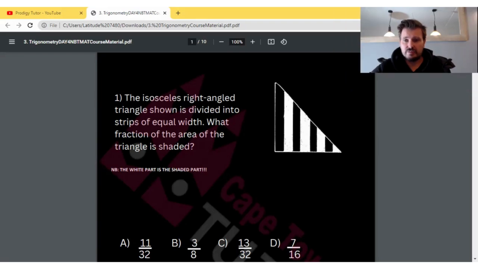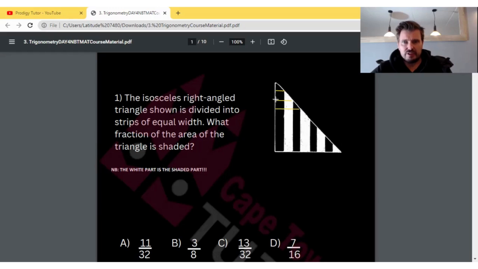Let's do some questions. All right, so the first question says the isosceles right angle triangle shown is divided into strips of equal width. What is the fraction of the triangle shaded? The easiest way to do this is to just do it visually, to break this up into little triangles, right? If you look at this triangle here, and I look at that, and look at that.